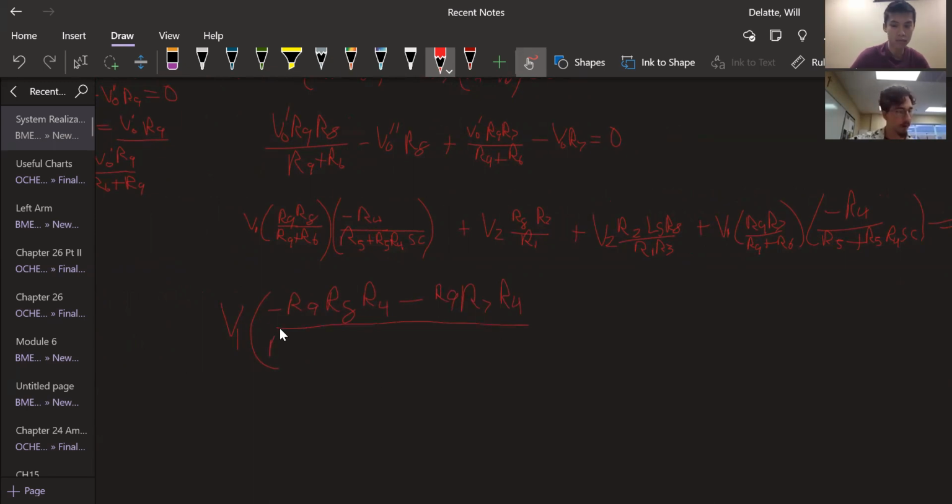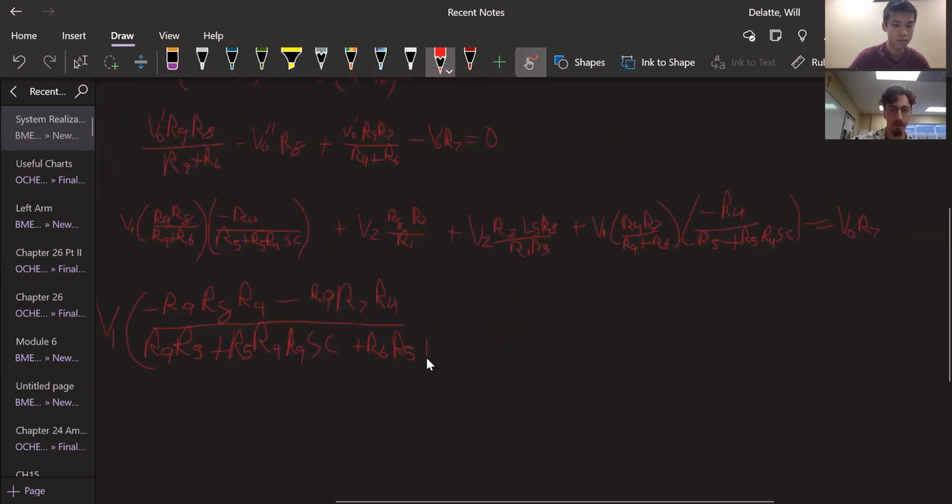over, oh, that's right, it gets messier. Don't you worry about it. R5 plus, yep, that's a 5. R5, R4, R9, SC. And then essentially the same thing, just with an R6 attached to everything here. Let's see, in our last term here, R6, R5, R4, SC. Beautiful.